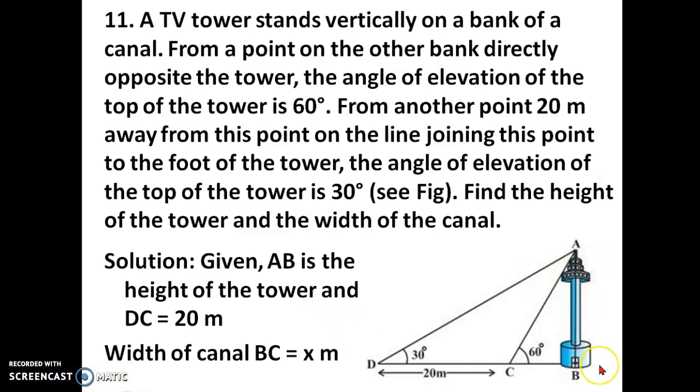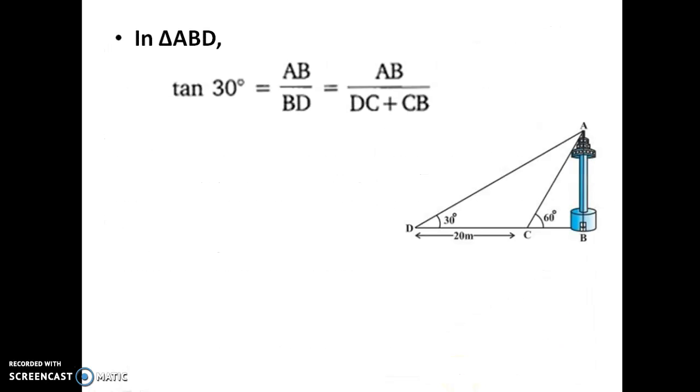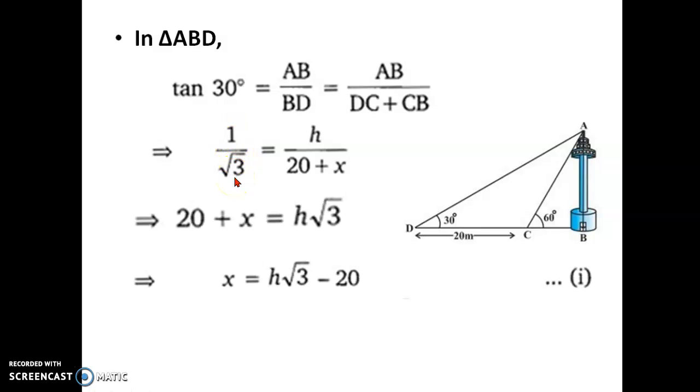So AB is the tower with unknown height. Let us take it as H, and the canal, that is CB, is also not known, we should find out. So this distance only, 20 meter, we know. So let's start with the triangle ABD. In this triangle we are taking tan 30, opposite by adjacent, AB by BD equal to H by 20 plus X. H is unknown and X is also unknown. So 1 by root 3 you will get. So next we are going to find out X in terms of H. So we got one equation.